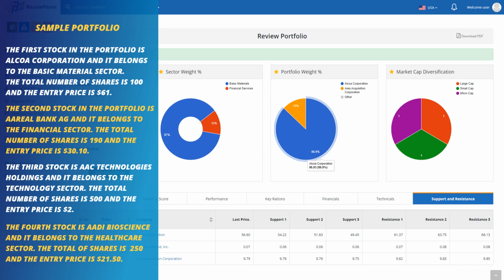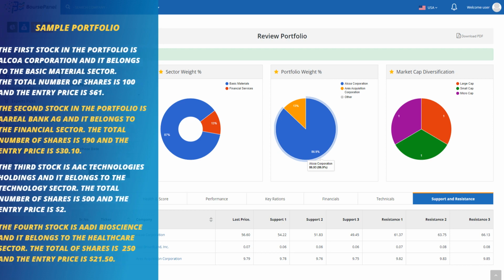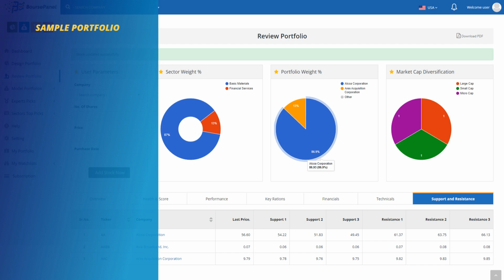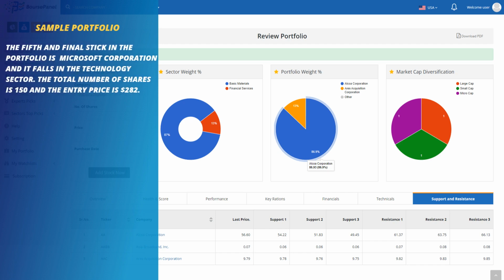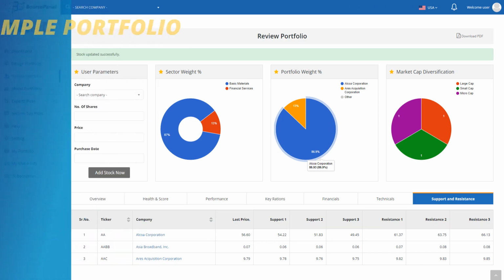The fourth stock is AD Bioscience, and it belongs to the healthcare sector. The total number of shares is 250 and the entry price is $21.50. The fifth and the final stock in the portfolio is Microsoft Corporation, and it falls in the technology sector. The total number of shares is 150 and the entry price is $282.